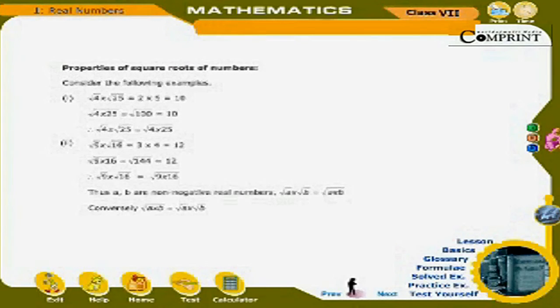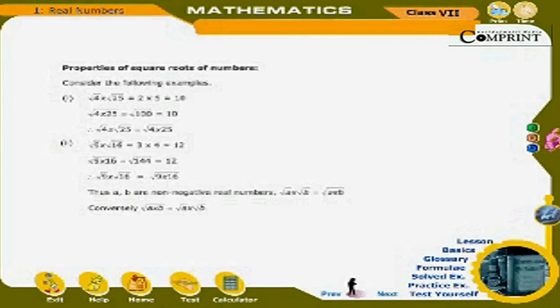Properties of square roots of numbers. Consider the following examples. First, √4 × √25 = 2 × 5 = 10. √4 × √25 = √100 = 10. Therefore, √4 × √25 = √(4 × 25).